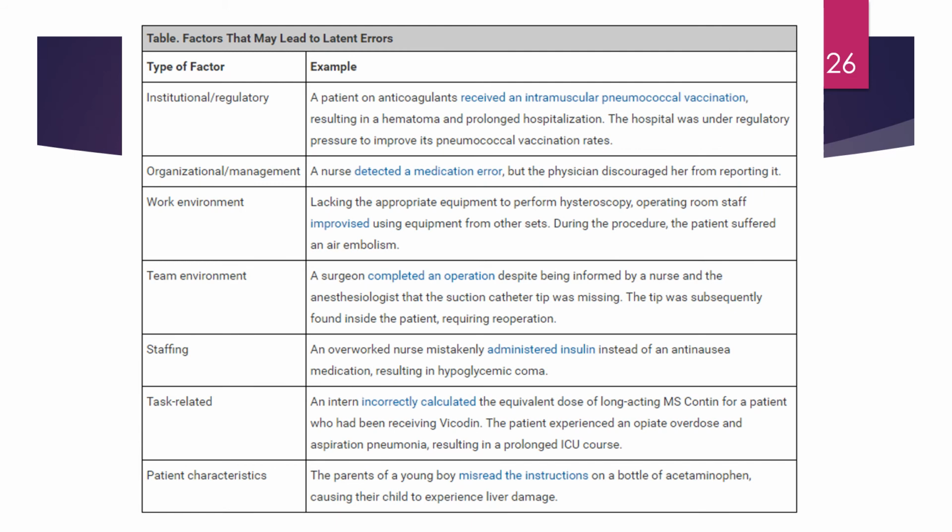We also have patient characteristics. The parents of a young boy misread the instructions on a bottle of acetaminophen, causing their child to experience liver damage. So this type of error is not only about the patient, because the patient is young and may not tolerate an adult dose or even a supratherapeutic dose of acetaminophen. It also has to do with patient characteristics. The patient is a young boy, and the parents are the ones administering the medication to him, so it might also be related to the parents. But regardless, it's still a patient characteristic related factor.